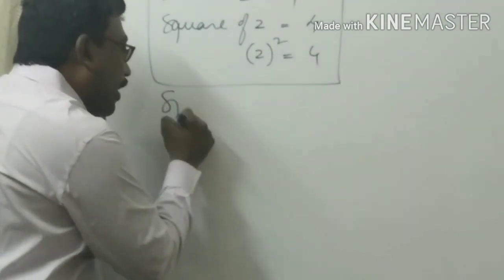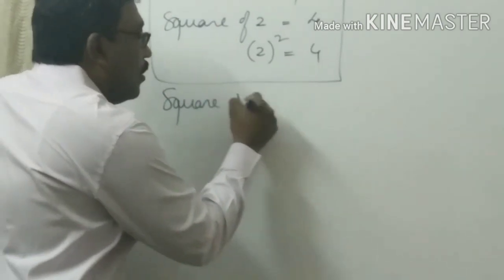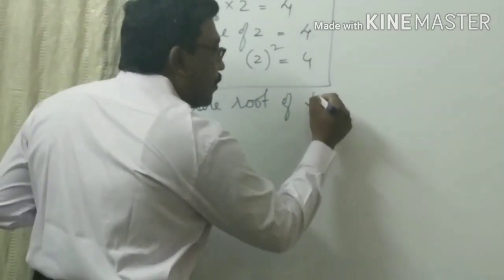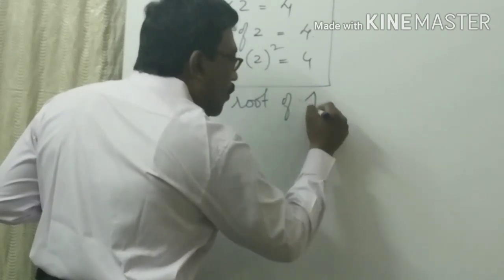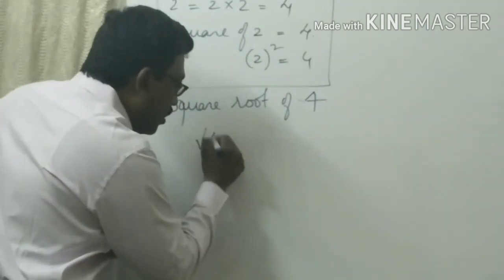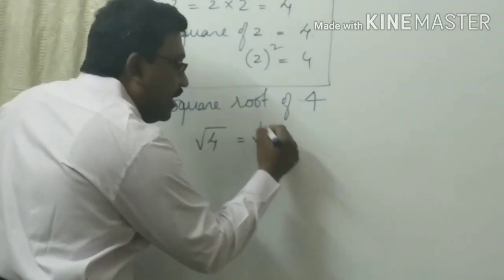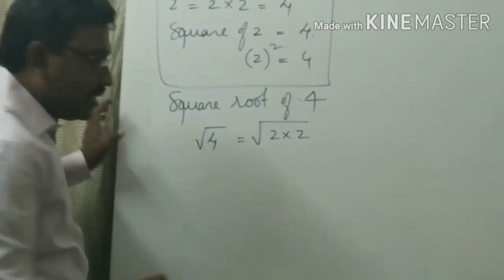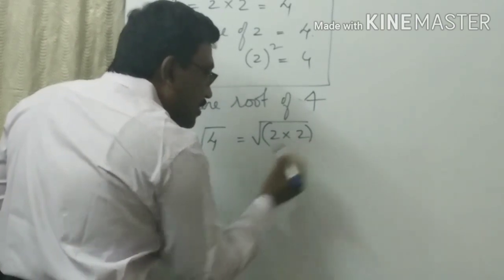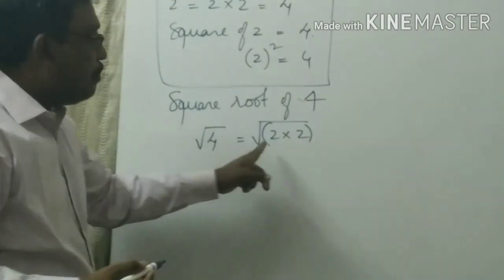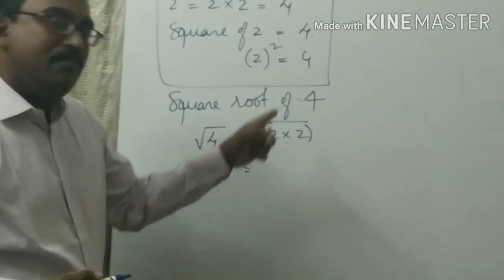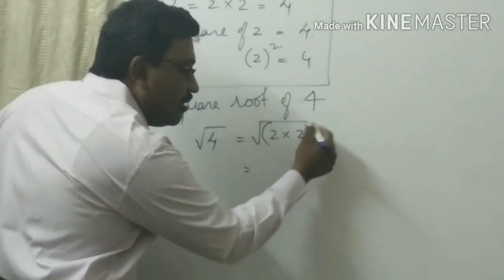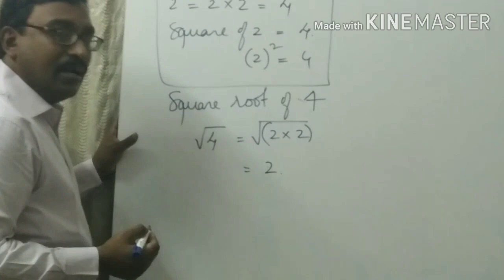Now suppose it's a square root. The square root of 4. That means 4 can be written as 2 into 2. So a number is written in the form of a number multiplied by itself. 2 is multiplied by itself. So 2 into 2 is equal to 4, it's repeated 2 times, so 2 will come.